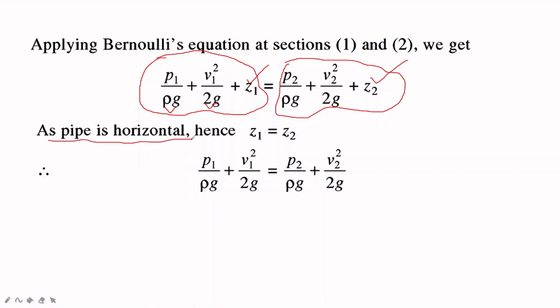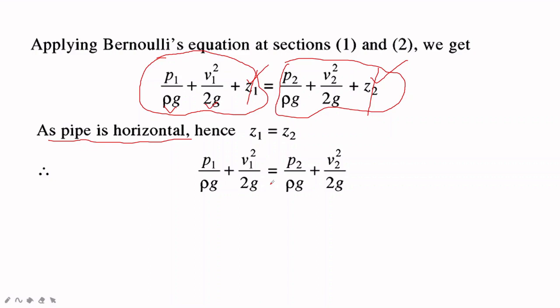So what happens to the equation? P1 by rho g plus V1 square by 2g. Both Z get cancelled because they are equal. So P1 by rho g plus V1 square by 2g is equal to P2 by rho g plus V2 square by 2g. So I just took the Bernoulli's equation and applied it on the Venturimeter. At section 1 and section 2, as it is horizontal, Z1 and Z2 are equal, so Z cancels. P1 by rho g plus V1 square by 2g is equal to P2 by rho g plus V2 square by 2g.